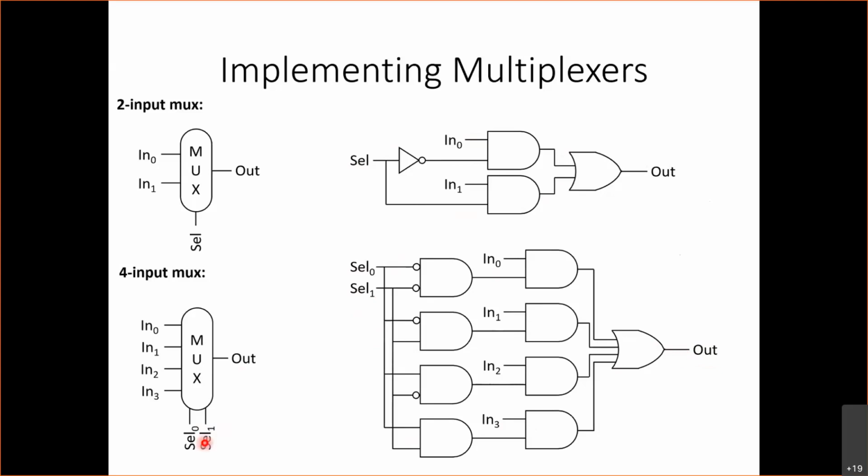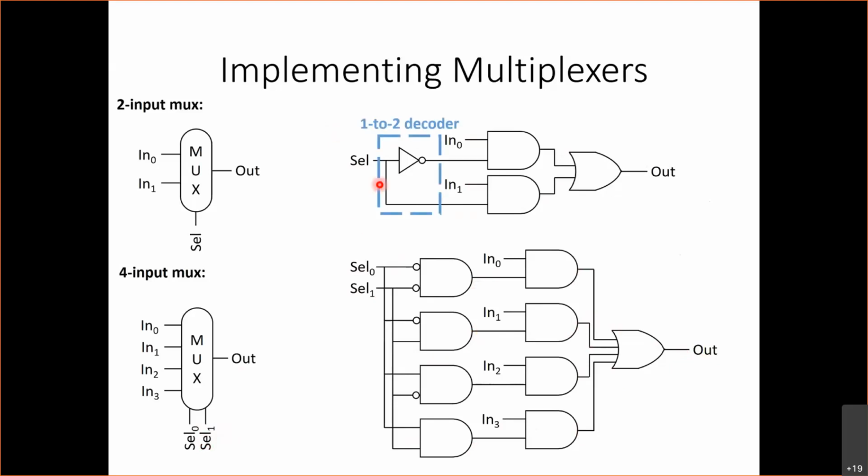If my selector signals were 0, 1, then this AND gate will have a 1 on the output. All the other AND gates will be 0, which means this AND gate over here will have N1 on the output, and all the other AND gates will give 0. And I'll have N1 or a bunch of zeros, which will give me N1 at the output.